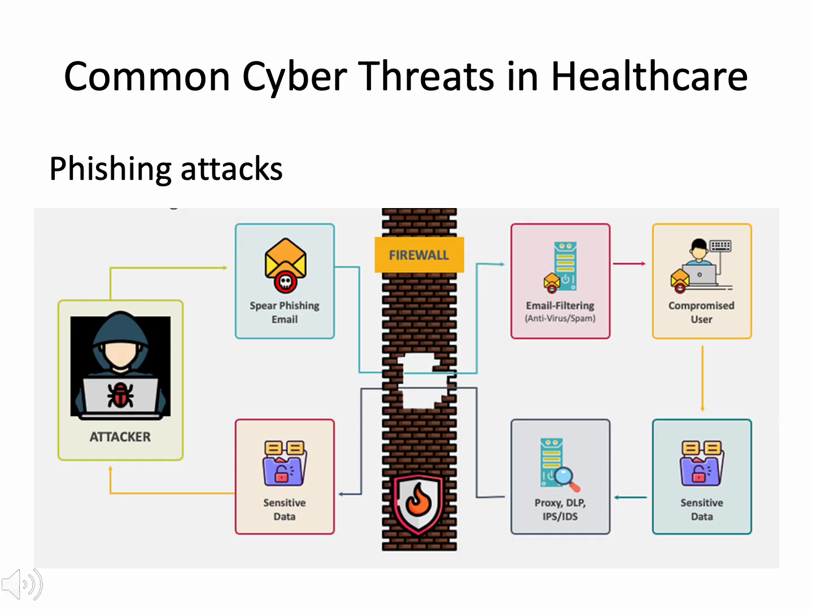5. Sensitive data extraction. A compromised user may unknowingly provide access to sensitive data. This data can include personal details, financial information, or confidential company files. 6. Security tools and data exfiltration. Security tools like proxies, DLP (data loss prevention), and IDS systems are in place to monitor and prevent data leaks. However, if these fail, the attacker can exfiltrate the stolen sensitive data.